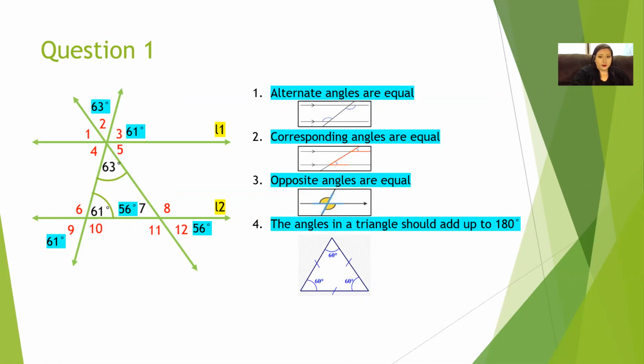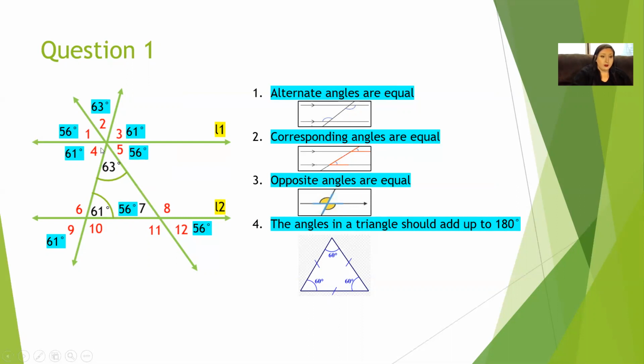Our second rule says corresponding angles are equal. So this one right here is 61, and its corresponding angle is angle 3, so that one is 61 as well. And this 4 right here is directly across from 3, which makes it an opposite angle, so those will be equal. We see that our angle 7 we found was 56 degrees, so its corresponding angle, angle number 1, is going to be 56 degrees also.